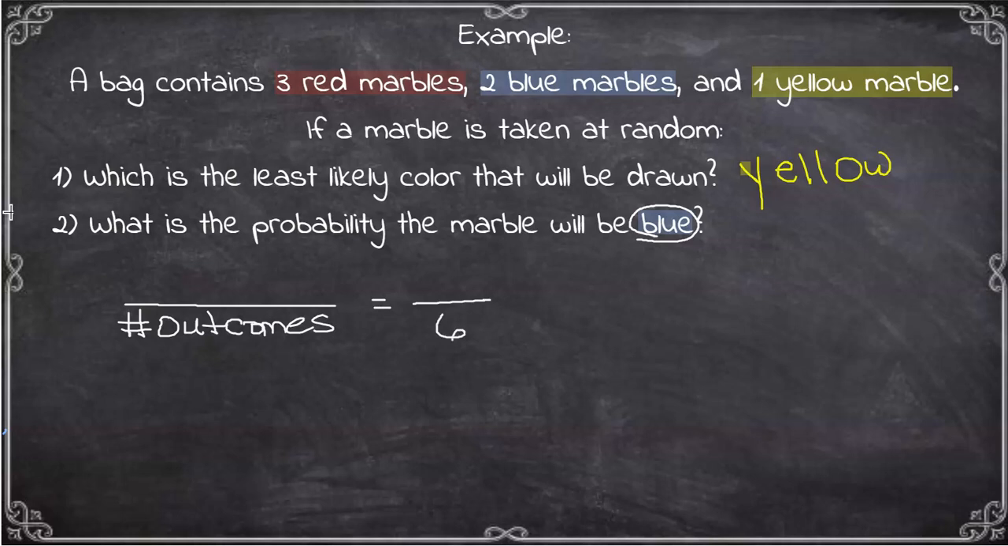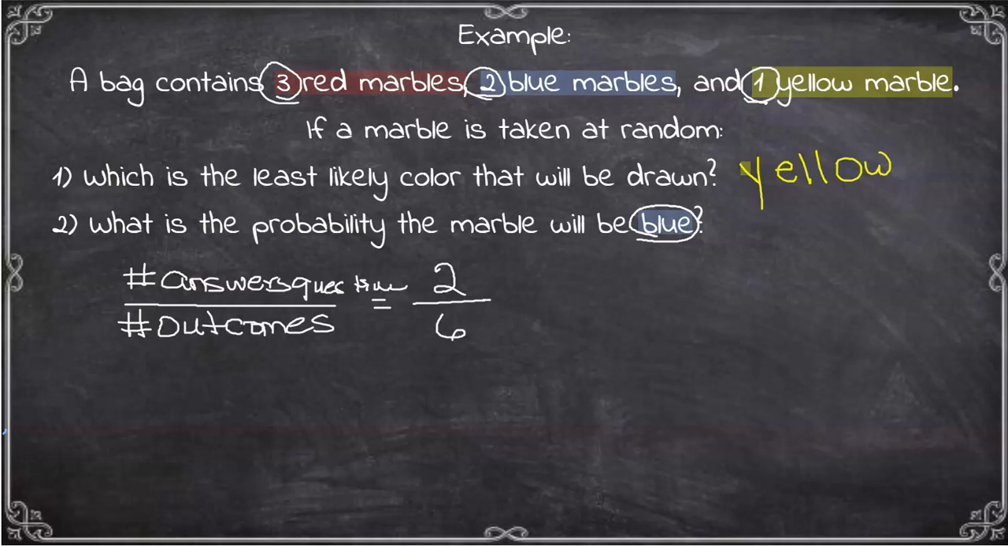The top number is the number of marbles, or the number of items, that answers the question. In this case, blue marbles, there are 2 of them. So 2 blue marbles are in the bag. If we had asked about yellow marbles, it would have been 1 up here. If we had asked about red marbles, it would have been 3. So the total number of outcomes is the total number in the bag, 3 red plus 2 blue plus 1 yellow, that's 6. And then the number that answers the question, what is the probability the marble will be blue, is 2.